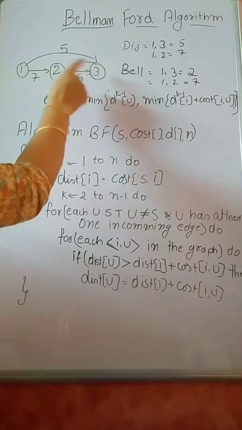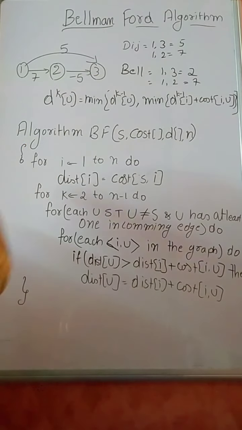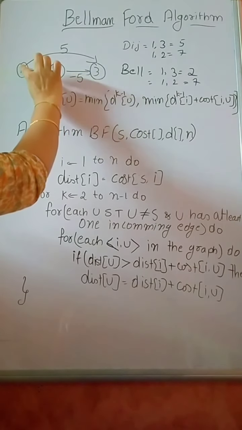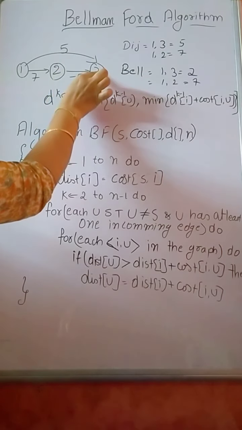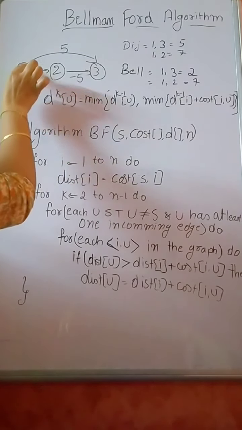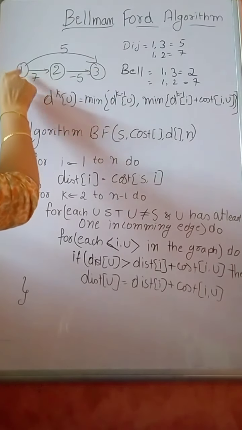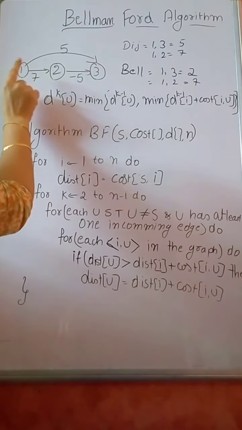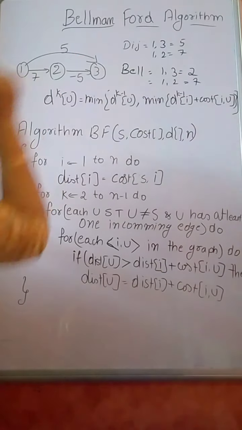One is from 1 and the other one is from 2. Now what will it do? It will consider this incoming edge. Then it will check what is the distance till 1 plus the 1 to 3 distance. What is the distance till 1? It is 0, and here it is 5.